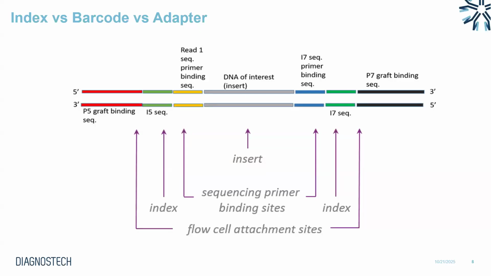And then we have our sample indexes, so your I5 and I7 sequences. These are also called barcodes, and these are short sequences specific to the given sample library, and it allows for multiplexing. Then we have our sequencer primer binding, and these are binding sites for the universal sequencing primers. And then lastly, in the middle, we have our insert. So that is our target DNA or RNA sequence from a given library.